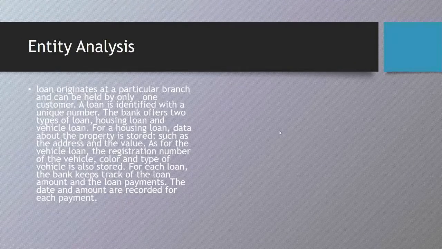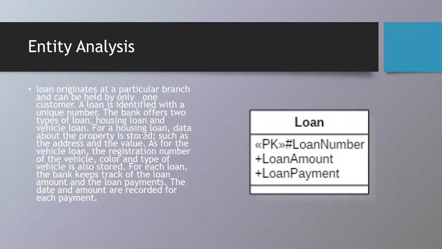The last one is that a loan originates at a particular branch and can be held by only one customer. Then we can conclude that there is one entity called loan, and it says that loan is identified with a unique number, so it has loan number as its primary key. And it's also stated there that for each loan, the bank keeps track of the loan amount and the loan payment. So the other attributes for a loan are loan amount and loan payment.